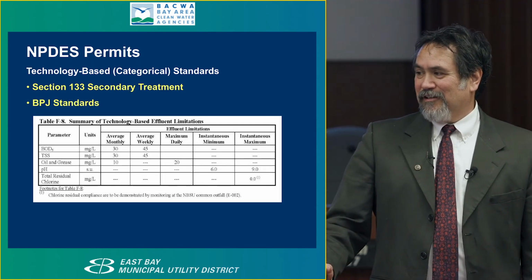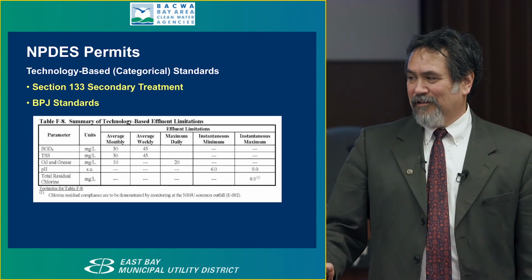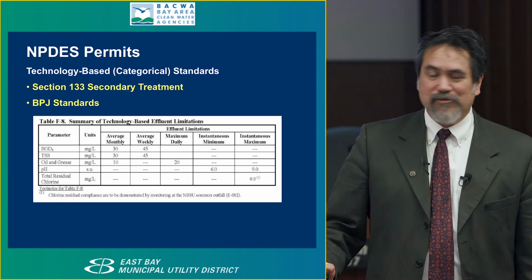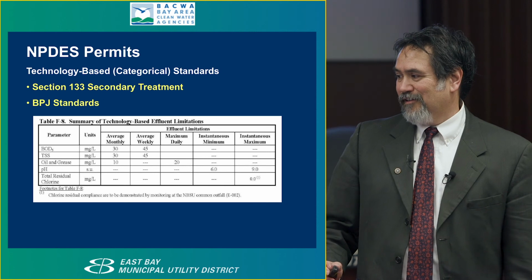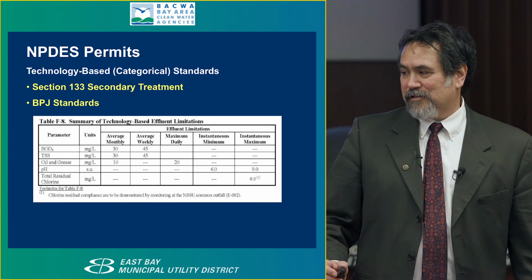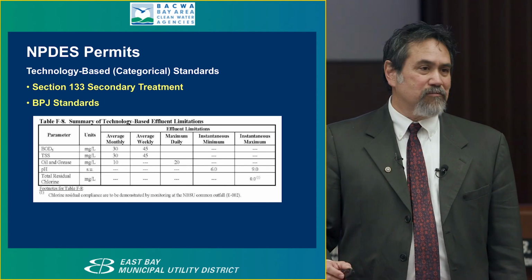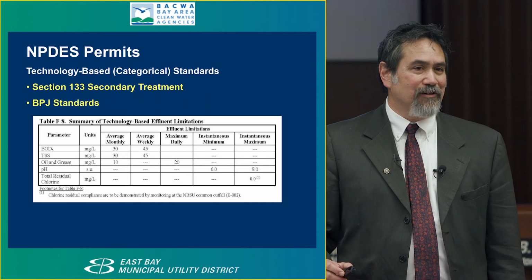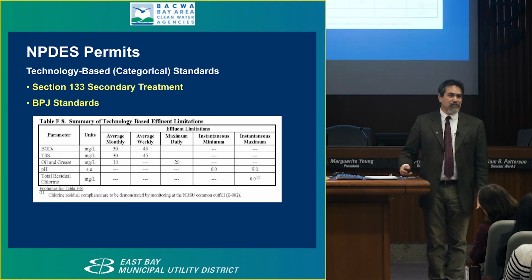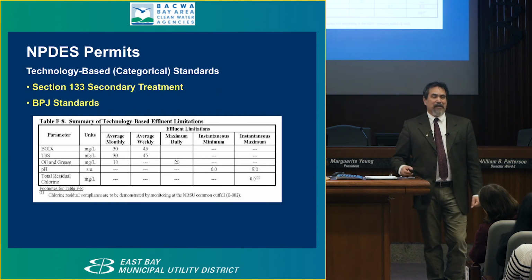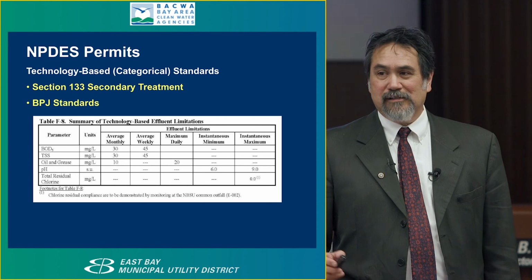This is what the Section 133 secondary treatment, best available technology for sewage treatment plants looks like. There they are: BOD, TSS, oil and grease, pH, total residual chlorine. That's essentially all there is. The only limits that have to do with secondary treatment for sewage treatment plants, because a sewage treatment plant treats for BOD, solids, and chlorinates. That's all they do, yes.